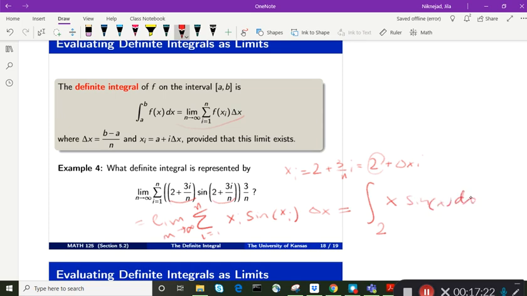Okay, a was easy to find. Now, let's see, how do I find b? Okay, so as you run i from 1 to n, x runs from 2 to 2 plus 3. So the upper limit is 5, basically. And we're done.